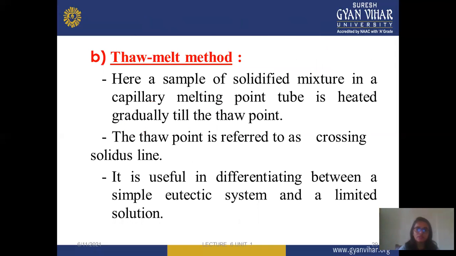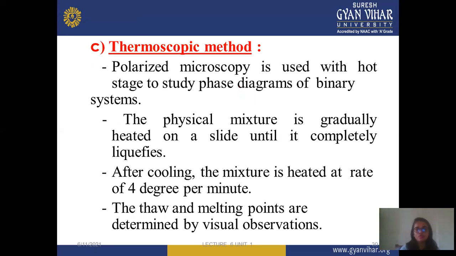Next is the thaw melt method. Here a simple solidified mixture in a capillary melting point tube is heated gradually till the thaw point, and the thaw point refers to crossing the solidus line. It is useful to differentiate between a simple eutectic system and a limited solid solution. It is opposite to the previous one. In this, you solidify the mixture with the help of the melting method, then heat it gradually to the thaw point, which is crossing the solidus line, and this differentiates between the eutectic system and limited solution. Next is the thermomicroscopic method.